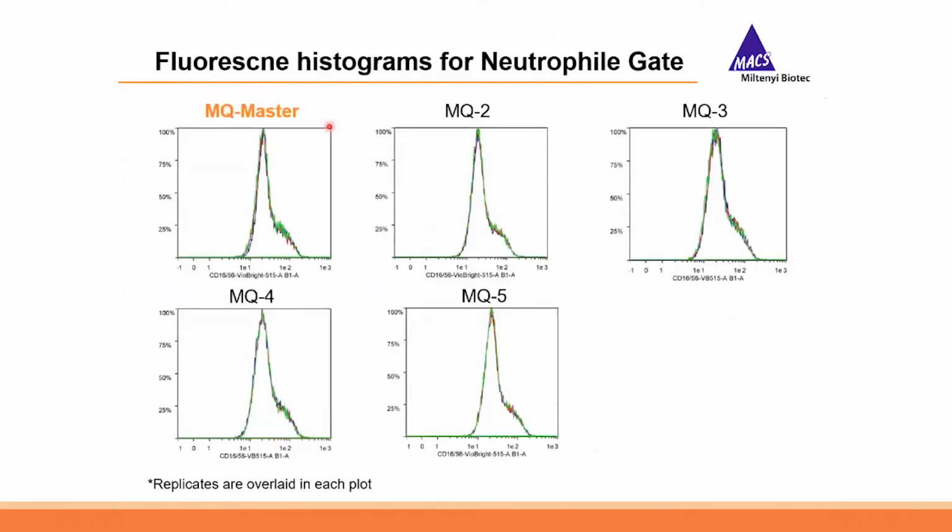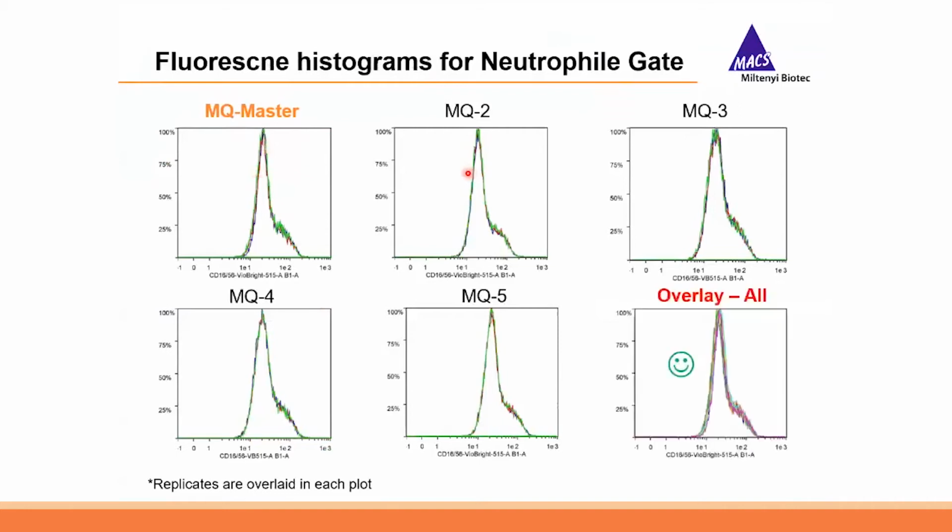When we look at the fluorescent histograms for the neutrophil gate, on the master instrument, we have the 3 measurements overlaid here, and then all the other subsequent instruments, the 3 measurements that were taken on each device. And this is just to give you an idea of the reproducibility of the instrument setting for the same donor on multiple instruments. And then finally, the overlay of all of the samples that were run in this final graph.